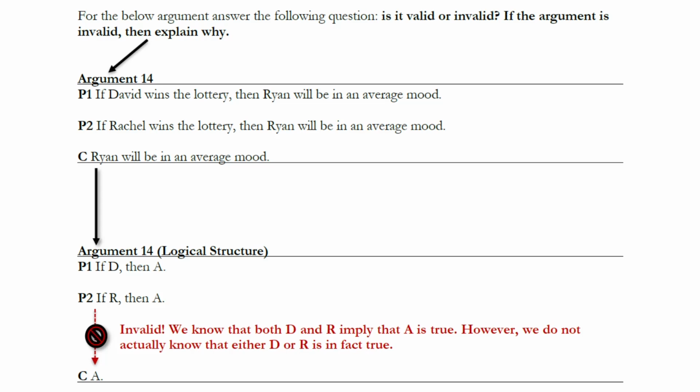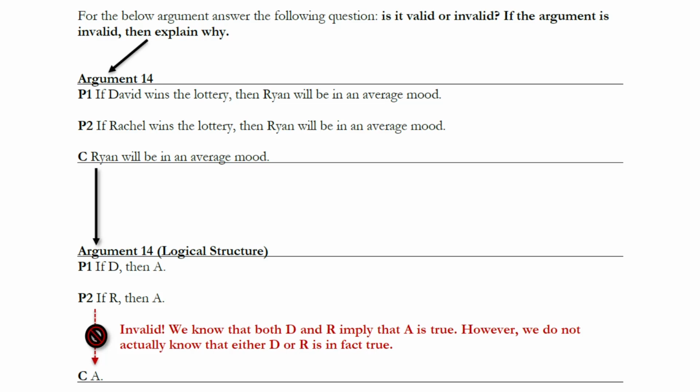Here we have two if-then statements that draw out the consequence of different people winning the lottery. The first premise tells us that David winning the lottery will put Ryan in an average mood, and the second premise tells us that Rachel winning the lottery will also put Ryan in the average mood. The conclusion drawn from this is that Ryan, in fact, will be in an average mood. This would be a valid inference if we knew that either David or Rachel were going to win the lottery. But as we look at the premises, we do not know this from the information that is given.